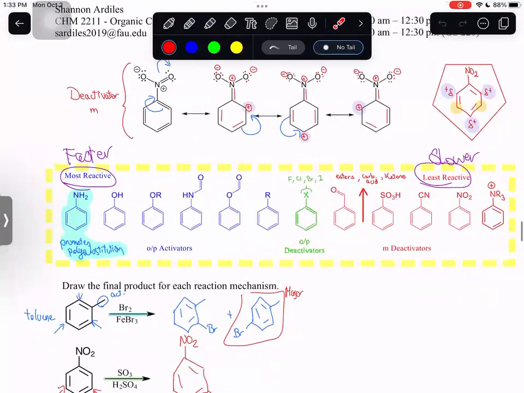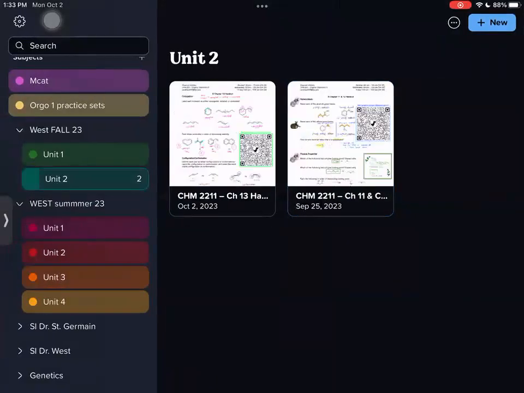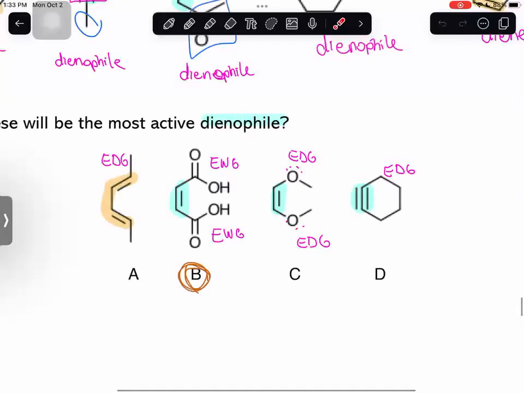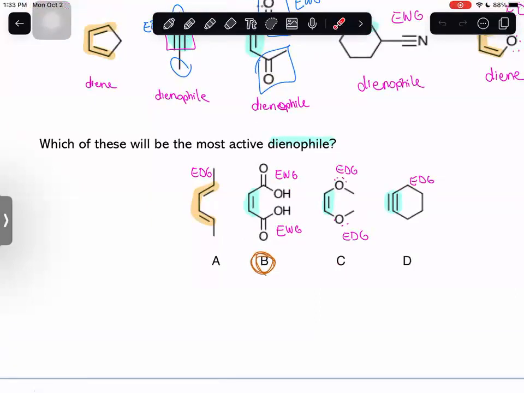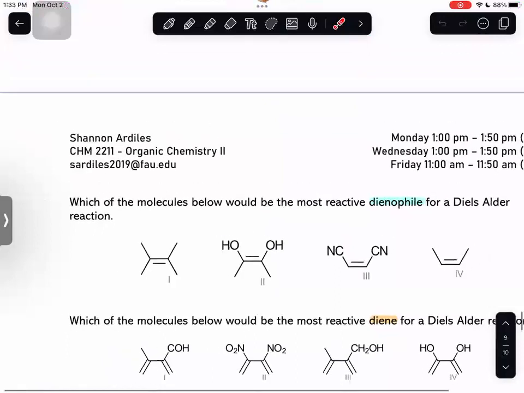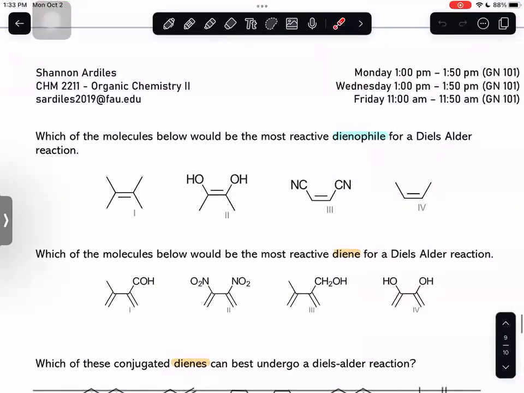Okay, so let's go back to our handout. Do you have any other questions on this problem? Are we all good? Okay. Let's look at the next two. They're asking for the most reactive dienophile on the first one and for the most reactive diene on the second. So I'm going to give you 3 minutes to try and figure it out. You guys can talk with each other, use your notes. Again, 3 minutes. It should be pretty simple at this point.